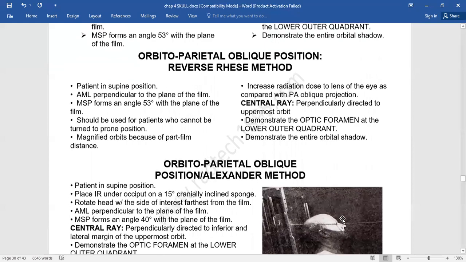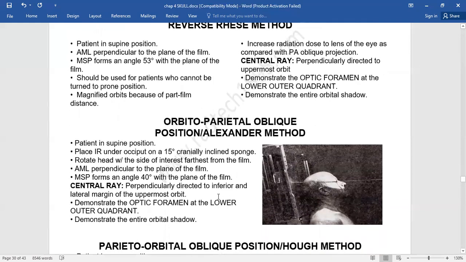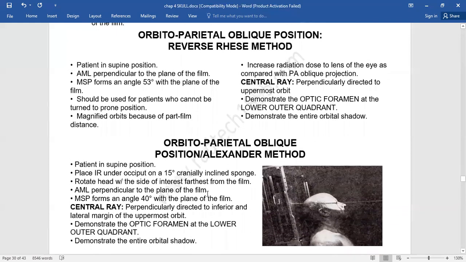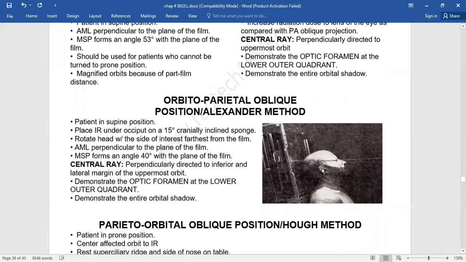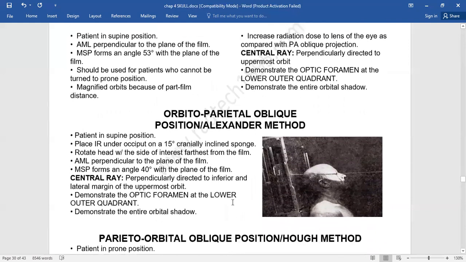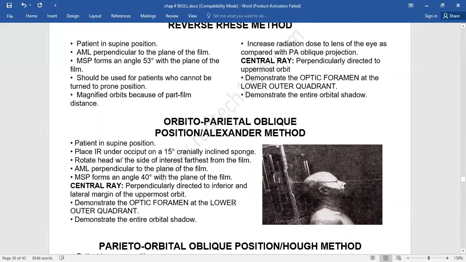Another one is Alexander method, orbitoparietal oblique position din siya. So para siyang reverse Waters. Pinagkaiba lang is the central ray. So, patient supine, so yung occiput o yung inion, 15 degrees cranially inclined sponge, katulad ng nakita natin dyan sa picture sa right. So, yan yung difference niya sa Waters.